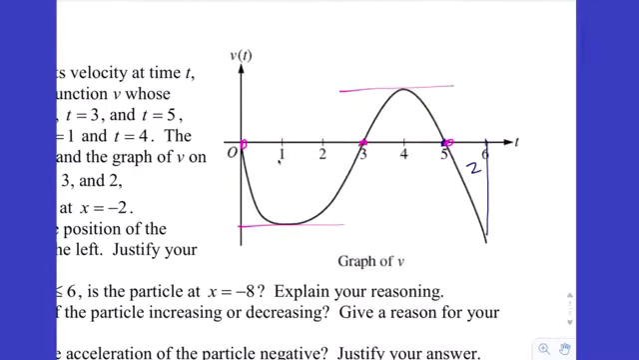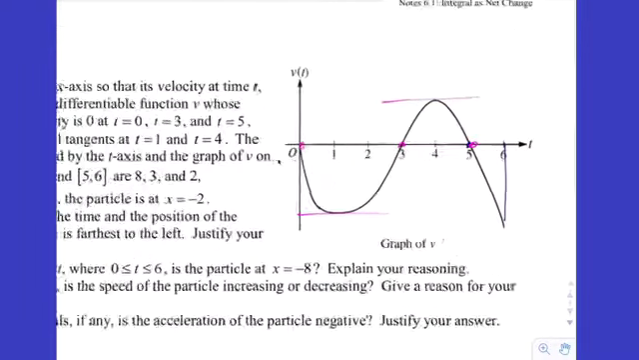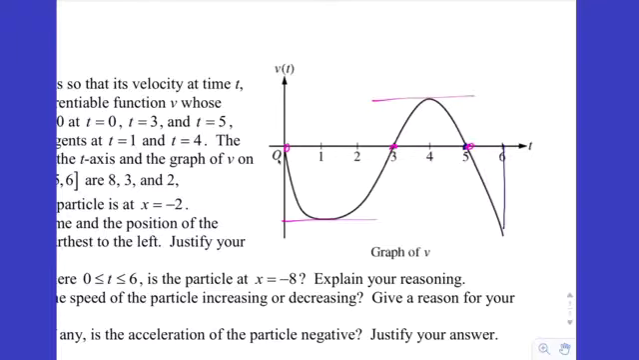The accelerations, good. Those are the slopes of velocity. And then it gave us the areas of the regions respectively were 8, 3, and 2. And I have yet to see them ever give you areas disrespectfully, like here are your freaking areas, students. So they usually do it respectfully.